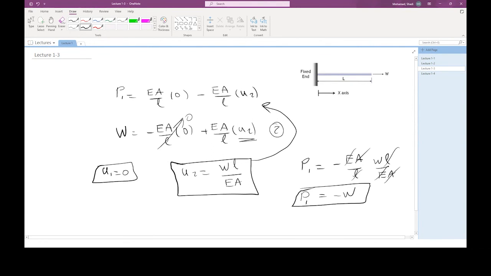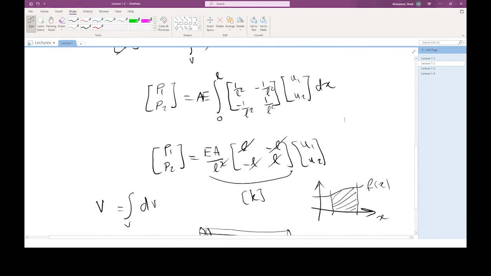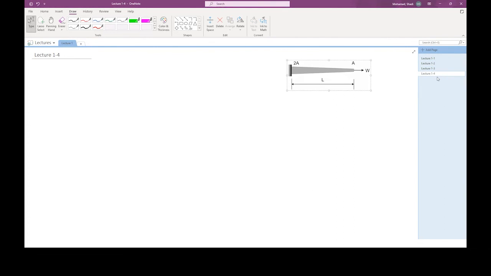So I can find the strains and the stresses. If you remember here, we have the expression for the strains and the stresses. So the strain is basically the B matrix multiplied with U. The stress is elasticity modulus multiplied with B multiplied with U. And we can find that. So I'm just going to use these to find them.